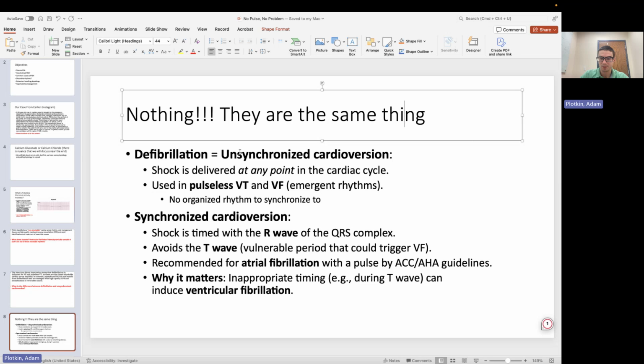So again, defibrillation is the same as unsynchronized cardioversion. We do a shock at any point in the cardiac cycle. It's used for pulseless VTAC and ventricular fibrillation. Synchronized cardioversion, we shock in rhythm with the R wave. We avoid the T wave because that could trigger ventricular fibrillation.